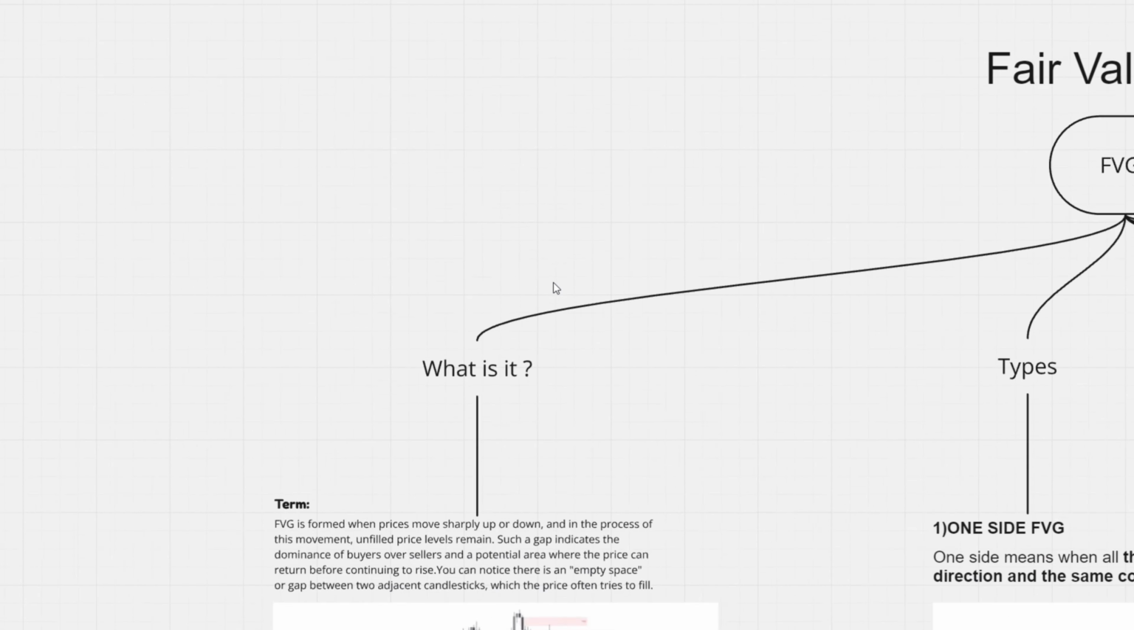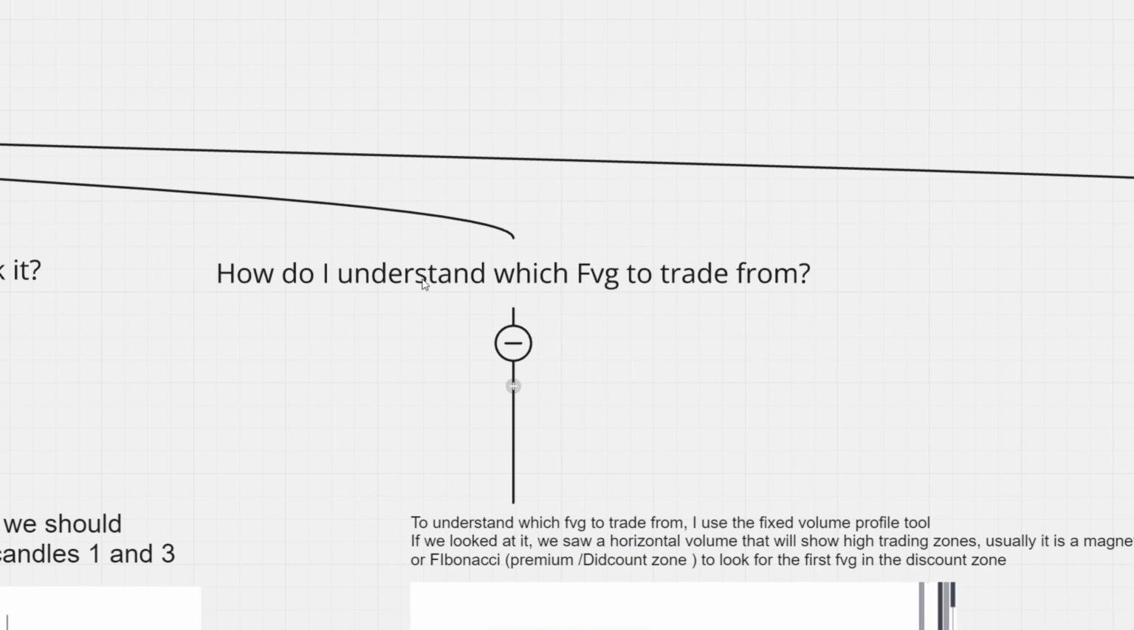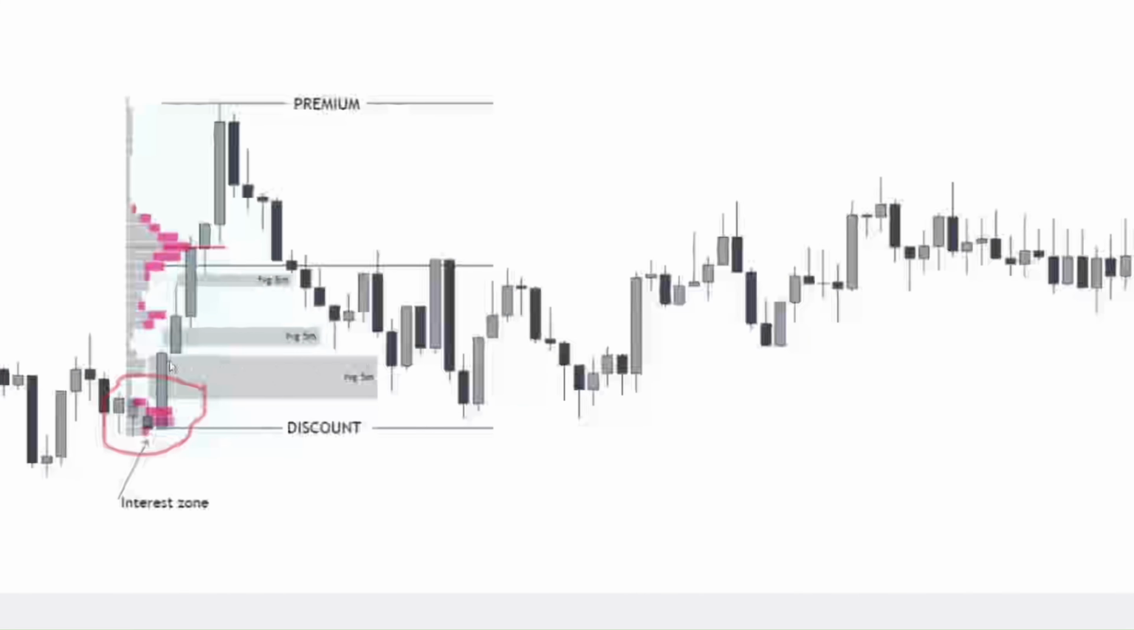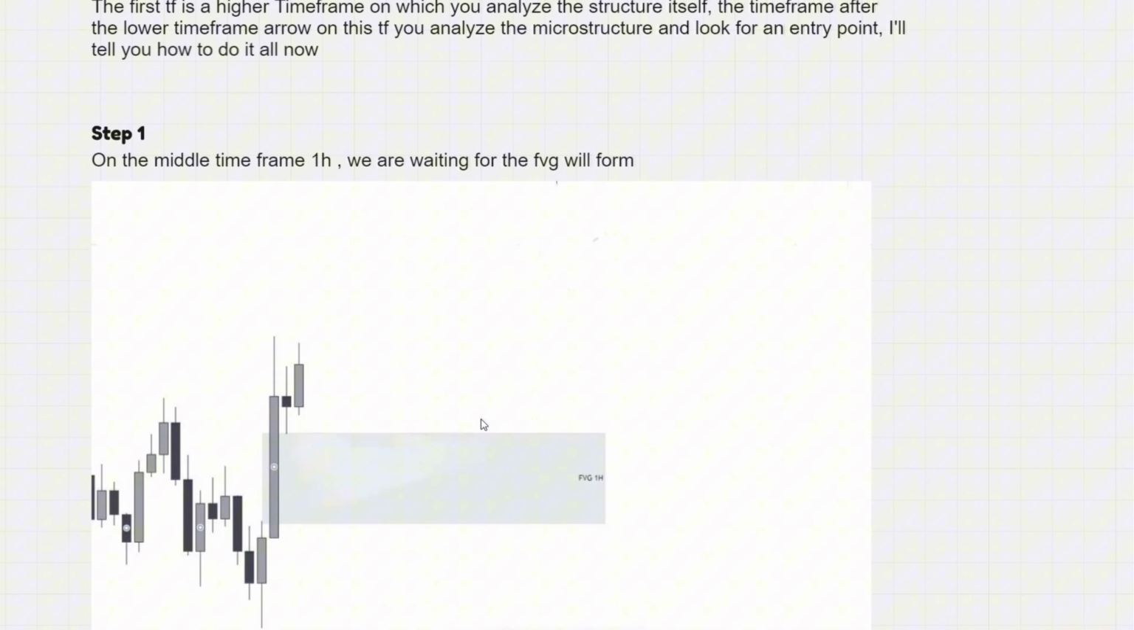If you want to improve the accuracy of your market entries and learn how to find powerful liquidity zones, then this video is for you. Today I will explain Fair Value Gaps: what they are, what the types are, and which Fair Value Gap to trade from. And at the end of this video I will share a step-by-step strategy that will help you apply Fair Value Gaps in practice and take your trading to a new level. Are you ready? Let's do it.